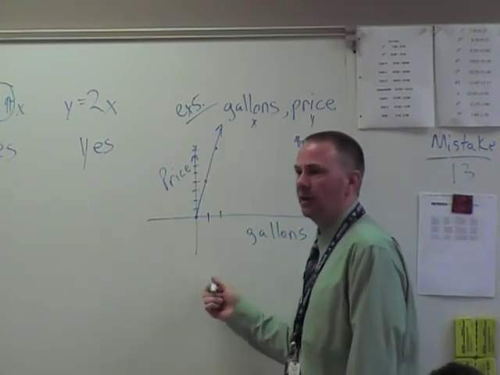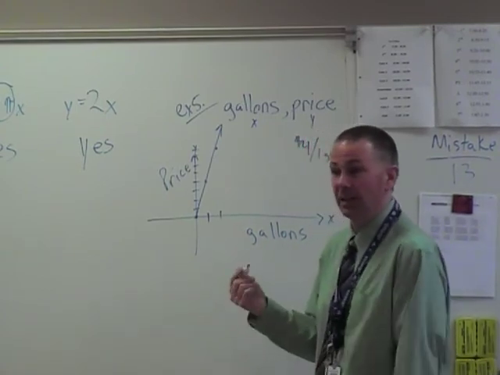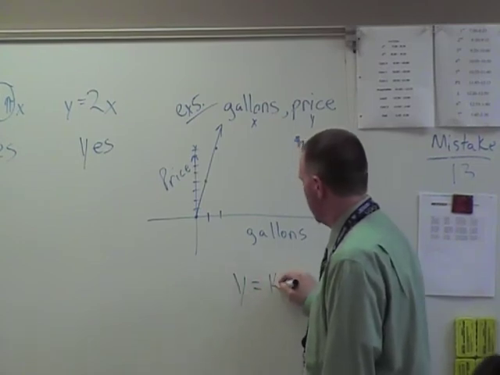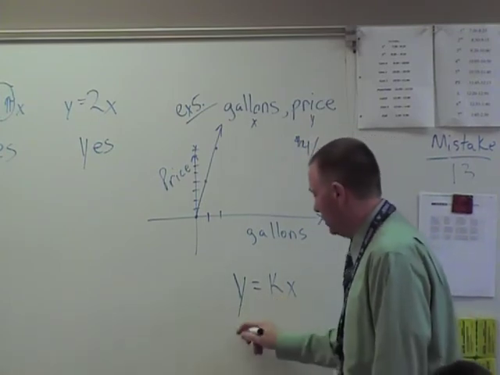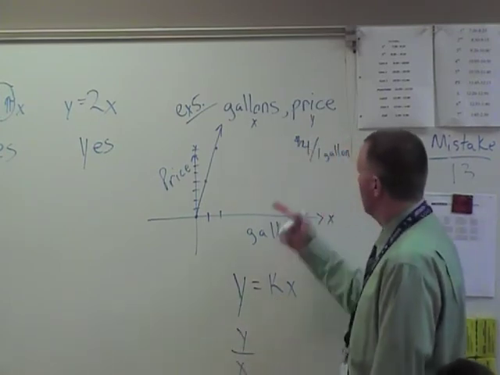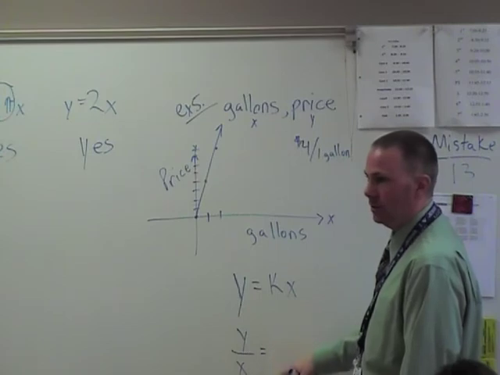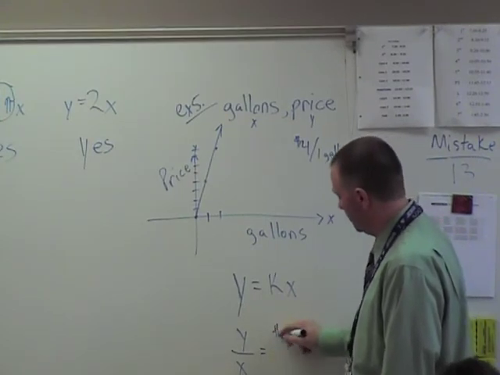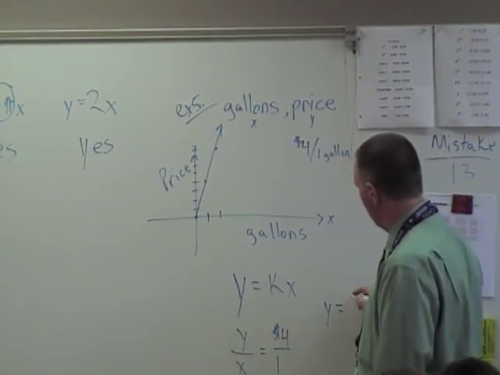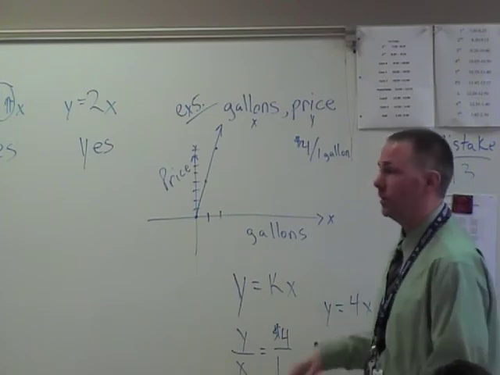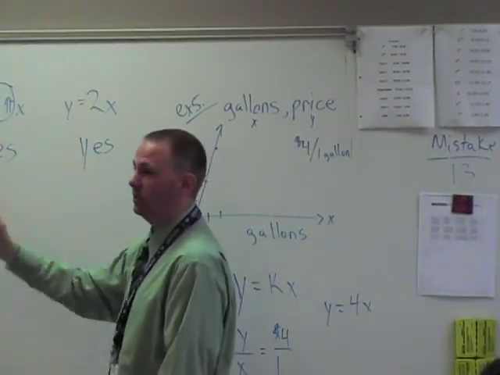So what is my direct variation formula? What are you thinking of to get it? What do you need? You need k. So y equals k times x. I need to know what the constant of variation is, or the slope. K is y over x, or you said price over gallons. What is my price over gallons? $4 over 1 gallon, or 4 over 1 is my k. So y equals 4x. So there's an application of direct variation, where you have a constant rate of change.